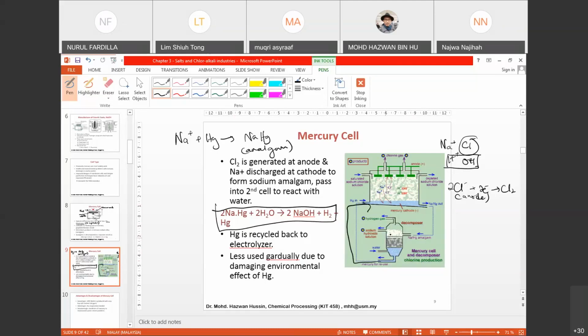Okay, so this design, the cell design, probably you need to understand and you need to memorize so that later on during exam, if I ask you to explain how you can produce caustic soda by means of mercury cell, then of course you have a drawing, you have the equation that is related with the formation of chlorine gas, the formation of amalgam, and also amalgam reacted with water to form caustic soda.